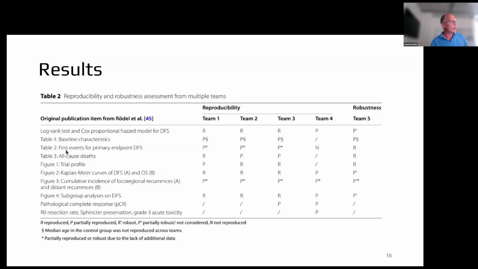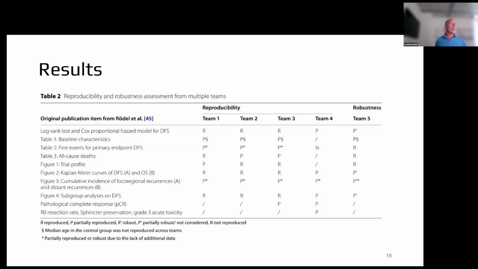And now in this table, you see that's out of the publication. You see the different outcomes we were looking at. So the primary outcome was a log rank test and a Cox proportional hazards model for disease-free survival. And then table 1, table 2, table 3 had to be reproduced. Figures had to be reproduced with Kaplan-Meier plots, and so on and so forth. And we reported the results in a qualitative manner, where R stands for reproduced, P stands for partially reproduced, and N stands for not reproduced.